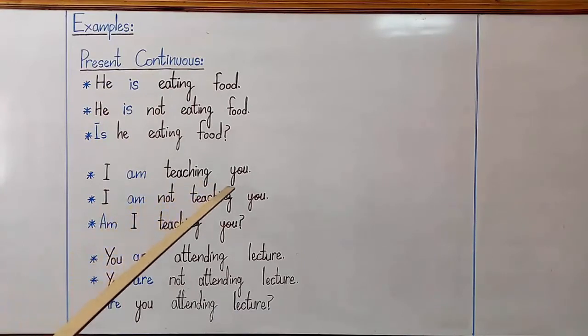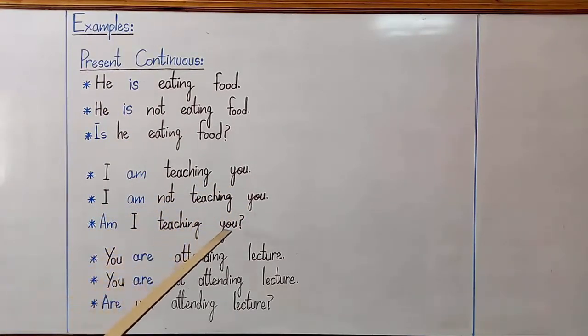I am teaching you. I am not teaching you. Am I teaching you? This is the usage of am in present continuous tense. You are attending lecture. You are not attending lecture. Are you attending lecture? This is the usage of are in present continuous tense.